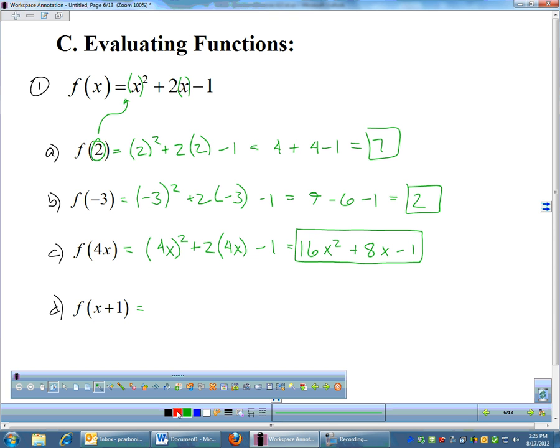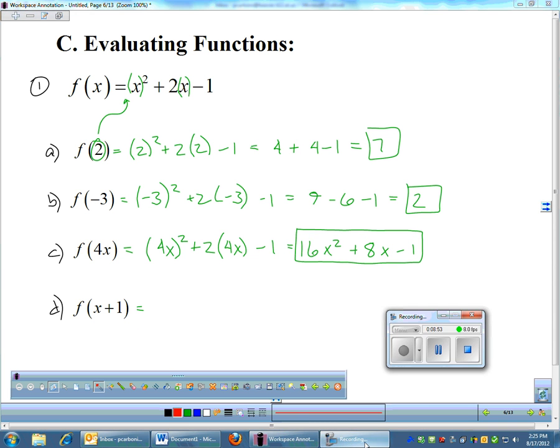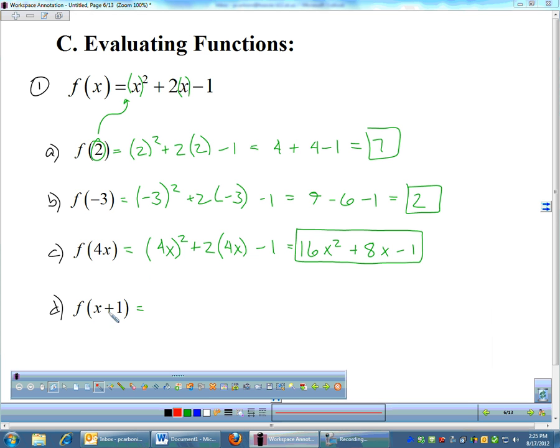Last one here, f of x plus 1. How long is this? 8 minutes. Not too bad. So f of x plus 1, if I plug x plus 1 in, hey, I changed to red. Check that out. So it's x plus 1, quantity squared, plus 2 times quantity x plus 1, minus 1.